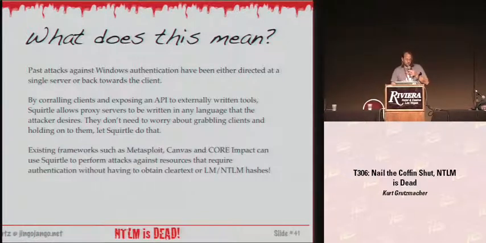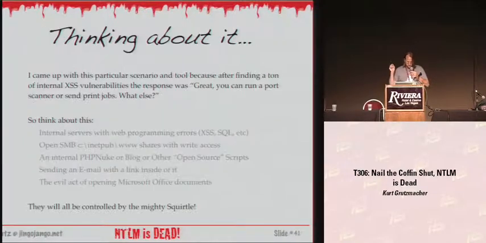And any framework, Metasploit, Core, Canvas, whatever, can easily be modified to obtain the clear text or do authentication without the clear text hashes. So I came up with this because after every test, we would find people go, you found cross-site scripting. What are you going to do, port scan me? Well, okay, now I'm going to own your enterprise. You gave me this push, basically.